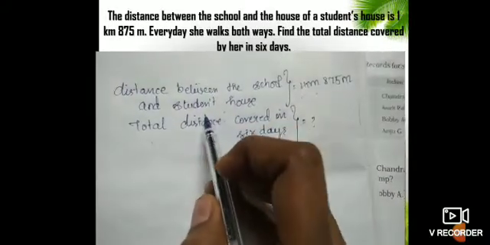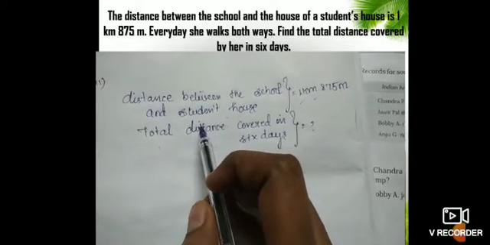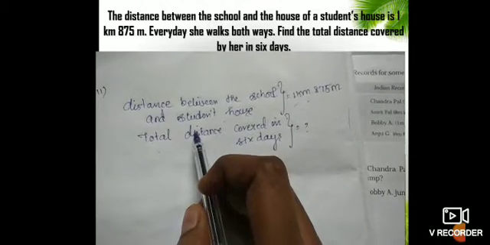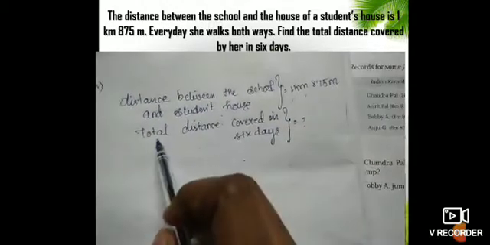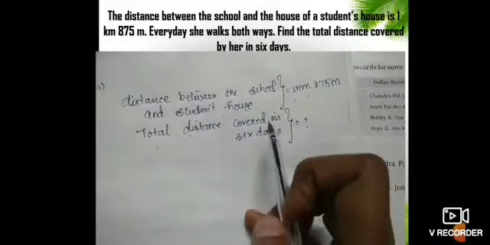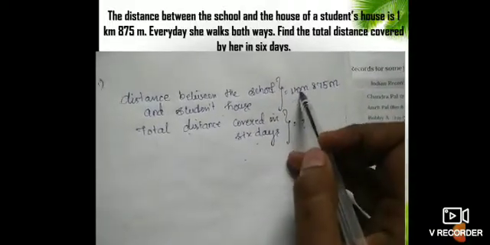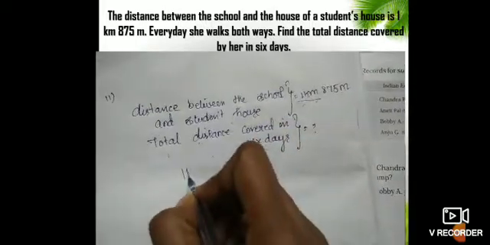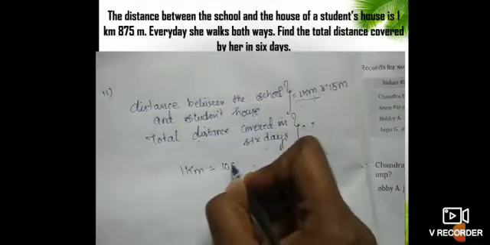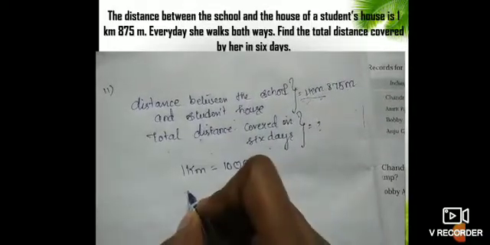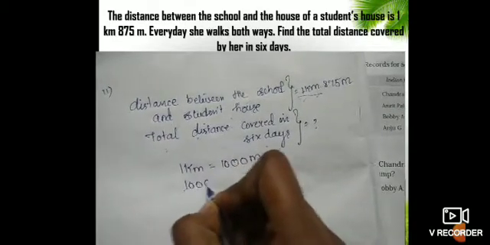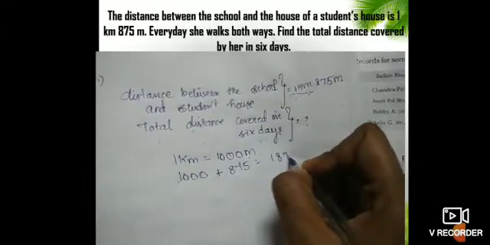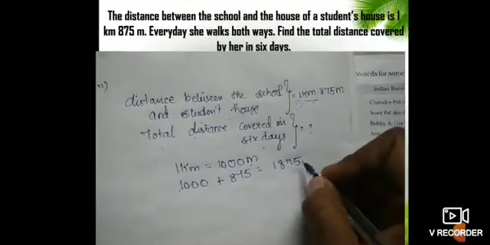Yes. So Panjambati to Darapuram 3.5 kilometers. So Darapuram to Panjambati same 3.5 kilometers, right? So we have to calculate the total distance covered in 6 days. First, let us convert this kilometer to meter. Okay. So 1 kilometer equal to 1000 meter. Yes. If you add those 1000 meter with 875, you will get 1875. Now it is very simple.